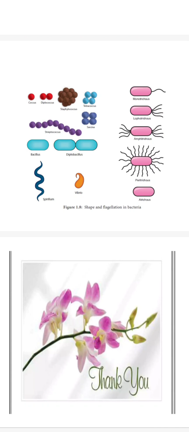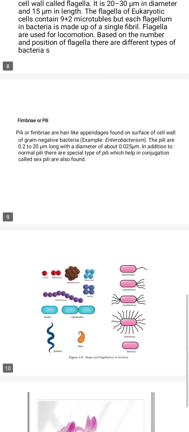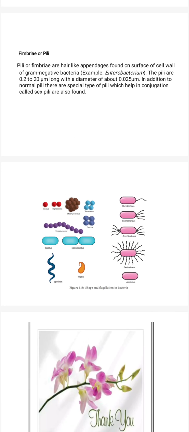Okay, again a spiral shape bacterial cell is called spirillum, and if a comma shape bacterial cell is there, that is called vibrio. Okay, so this is all about the ultrastructure of bacterial cell, their sizes and shapes.